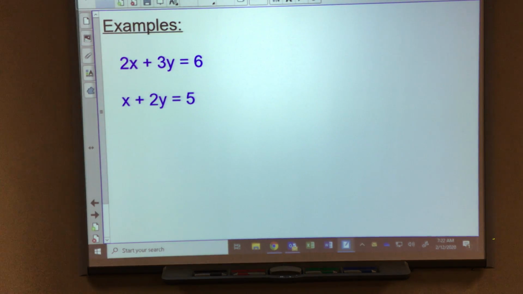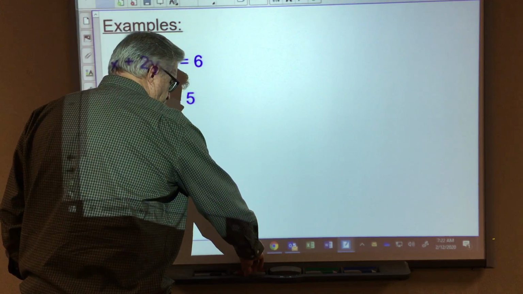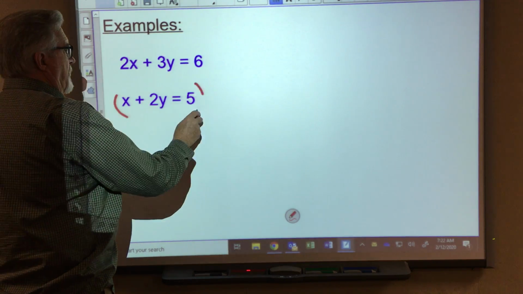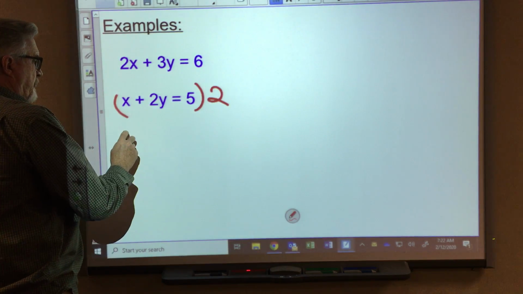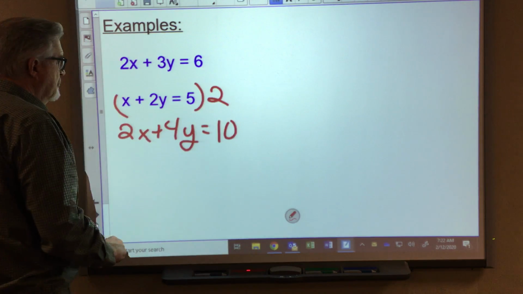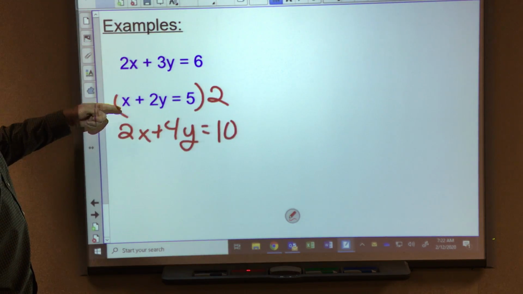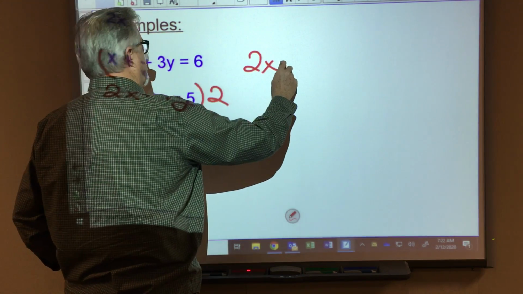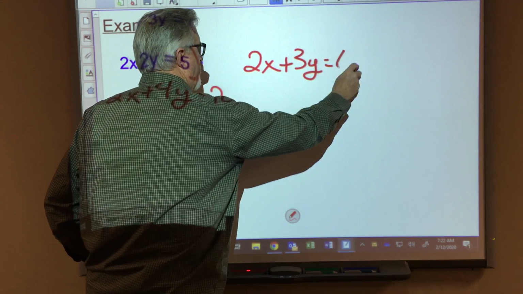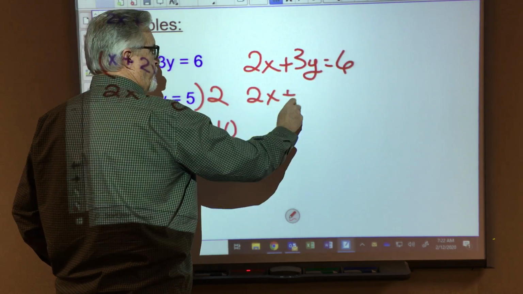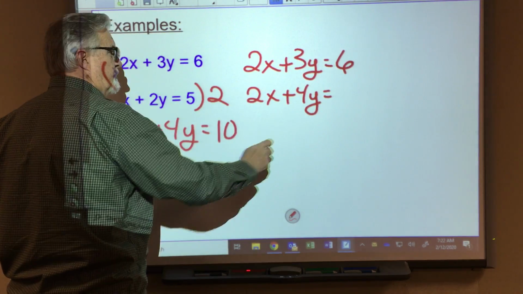Here's our first example. It's already lined up for us with like terms lined up. And if you notice, we do not have any same coefficients or opposite coefficients. But if we multiply this bottom equation by 2, we would have 2x plus 4y is equal to 10. Now we have same coefficients on our variable term with x in it. So let's rewrite both equations. 2x plus 3y is equal to 6. And our equation that we just multiplied by 2, which is now 2x plus 4y is equal to 10.